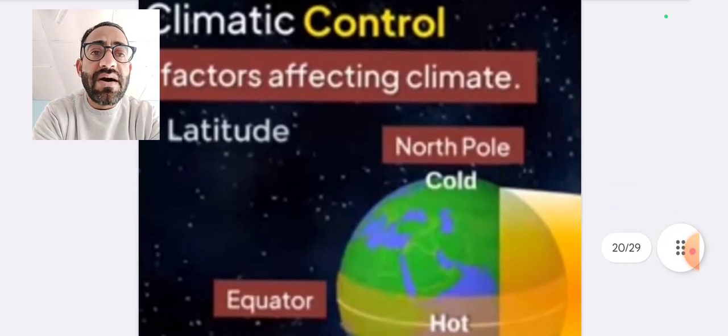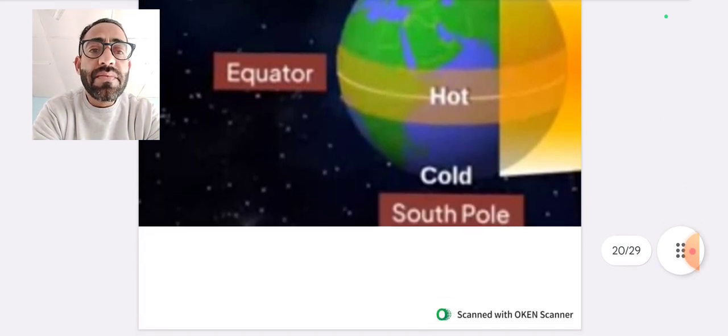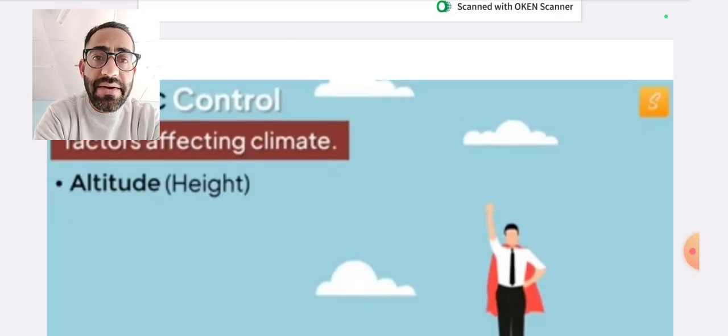The second factor is called altitude. Altitude means height. As we move higher and higher, temperature goes on decreasing with increasing elevation, with increasing height. जितना हम समंदर की ऊंचाई से ऊपर ऊपर जाएंगे उतना तापमान में गिरावट आएगी, उतना टेम्परेचर में गिरावट आएगी. That is why people prefer to live in mountain areas during summer season, because the climatic conditions in summer season remain favorable at higher altitudes.